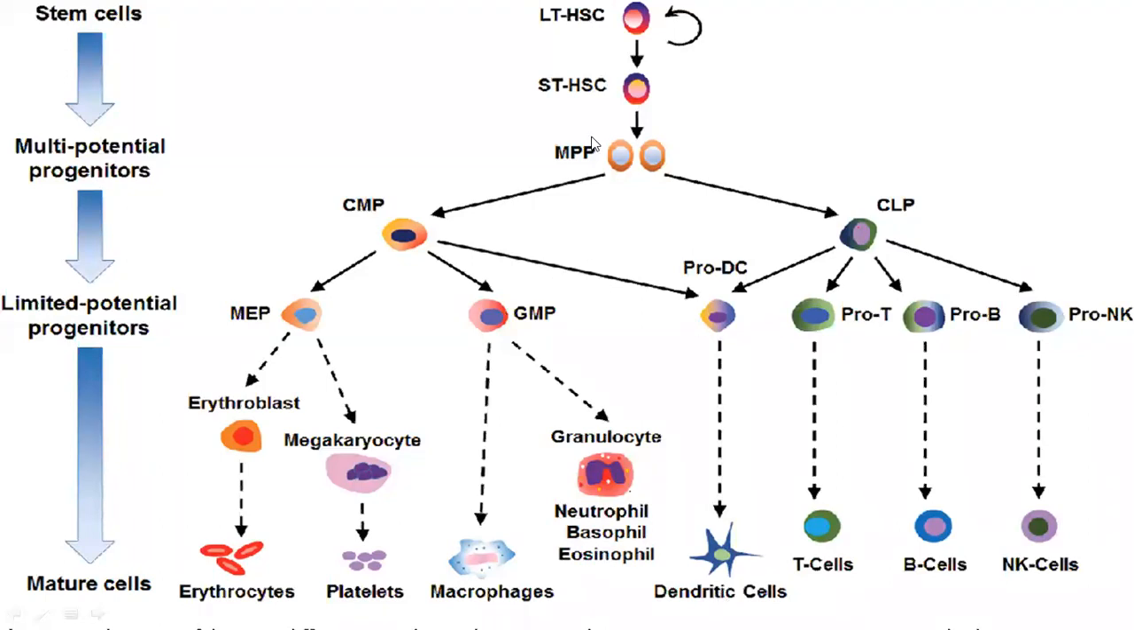So this is the sequence here. You start with the long-term, then short-term, then the multipotential progenitor cells that will become the common myeloid or the common lymphoid, and these will differentiate into those committed cells, and the committed cells will become the mature blood cells depending on the factors that are stimulating them.